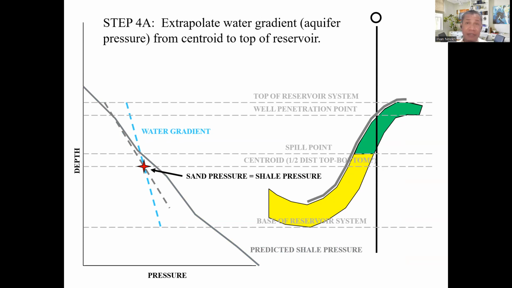So the next given term, the top of reservoir system, and base of reservoir system, indicate the lowest point of the reservoir. Predicted shale pressure is the estimated pressure exerted by the shale rock formation within the reservoir. So in step 4E, water gradient aquifer pressure is extrapolated from the centroid, the top of reservoir, and depth refers to the vertical distance below the surface. Pressure represents the force per unit area, and water gradient indicates the change of water pressure with depth.